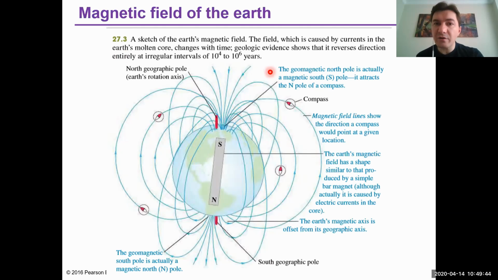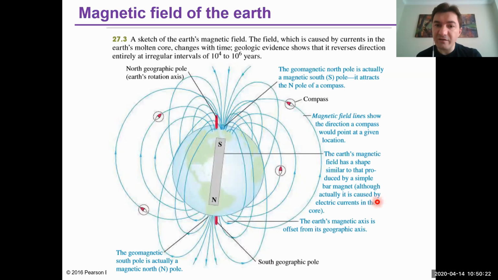And I have already told you that the geomagnetic North Pole is actually a magnetic South Pole. This is geographically the North Pole, but magnetically a South Pole. It attracts the north end of a compass. Magnetic field lines show the direction a compass will point at a given location. So if you put a compass at different points on Earth, the compass will be aligned along the magnetic field lines like this. The Earth's magnetic field has a shape similar to that produced by a simple bar magnet.